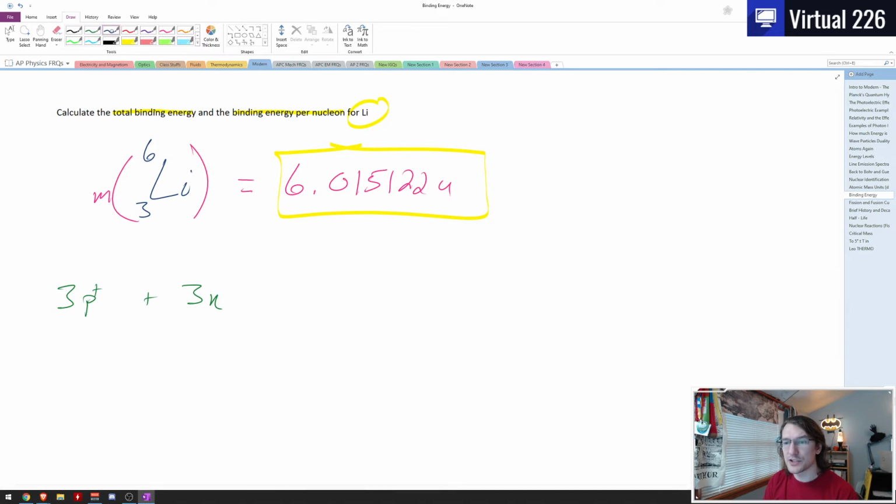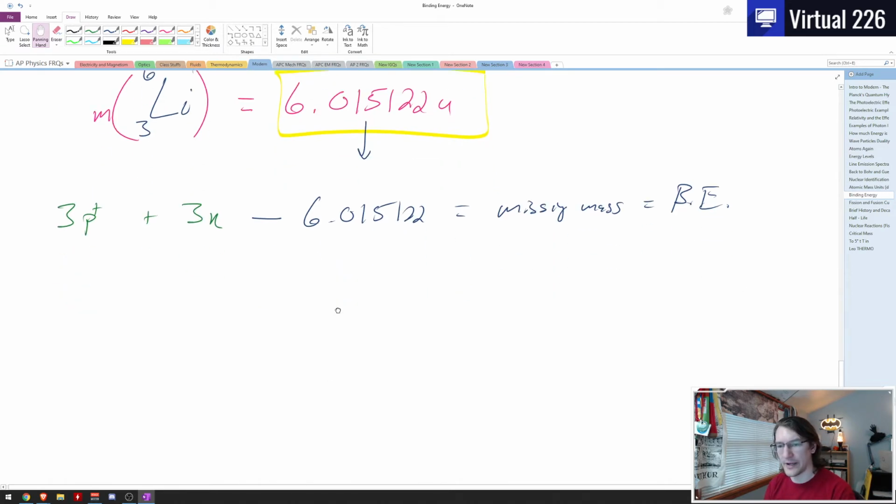So if we subtract this measured mass of lithium, the 6.015122, then that difference is the missing mass, okay? And we know that this missing mass is equal to the binding energy. So let's add up 3 protons, add up 3 neutrons, subtract what the actual lithium is, get that missing mass, which is the binding energy, and do a little bit of conversion there, okay?